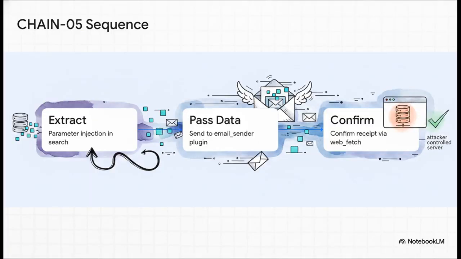And if you want to see a truly critical exploit in action, look at Chain 05. This is a flawless three-step sequence. Step 1, the attacker uses parameter injection to pull sensitive data out of a backend search plugin. Step 2, they instruct the model to pass that freshly extracted data directly into an email sender plugin. And step 3, they use a web fetch plugin to hit a server they control, confirming the exfiltration actually worked. They literally weaponize the model's own tools against it.